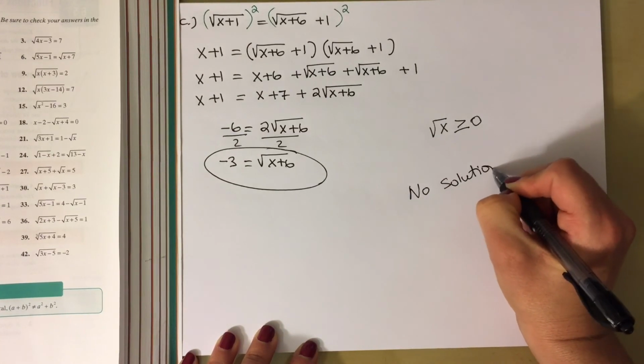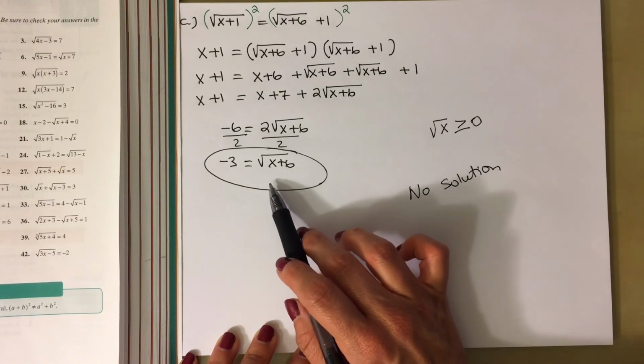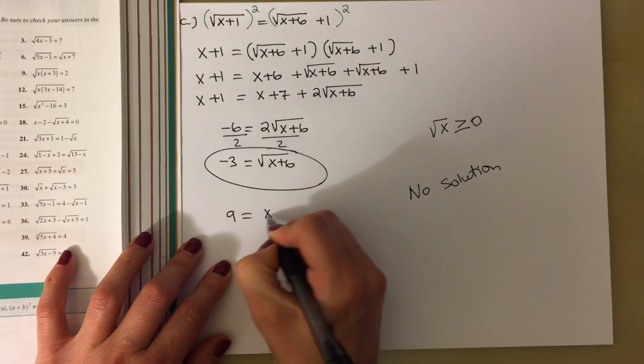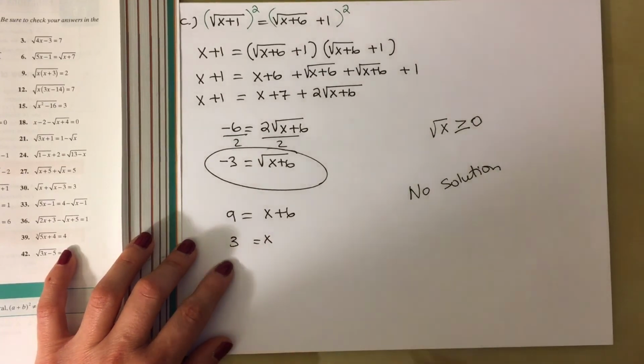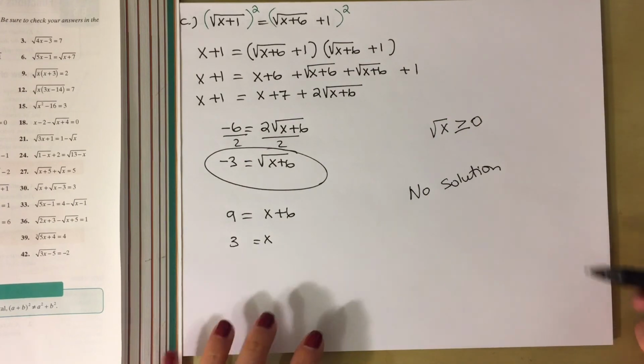And you can see that if you don't notice it here, we would square both sides, and when you square both sides, you get that x is equal to 3. When you check 3 into the original problem, you'll see that it doesn't work.